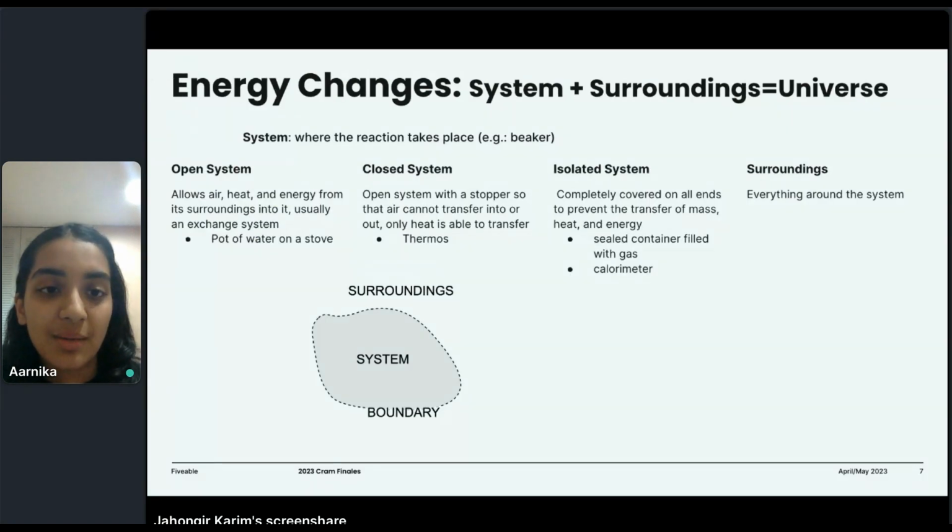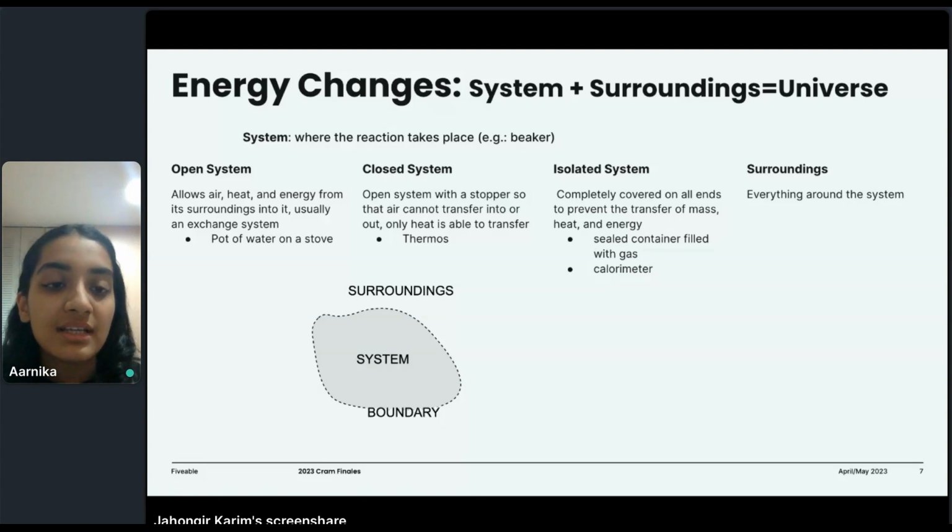Okay, so now I'm going to be talking about the energy changes in the system and the surroundings. So the system plus the surroundings equals the universe. The system is basically anywhere that the reaction actually takes place. This is like the beaker or an object. So if the reaction takes place in a beaker, then that would be your system.